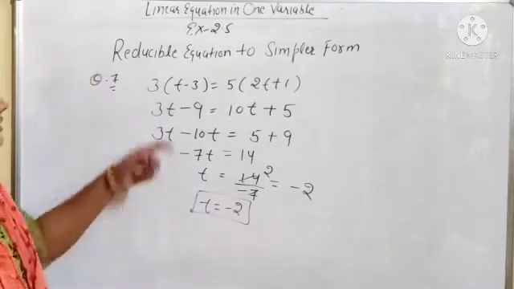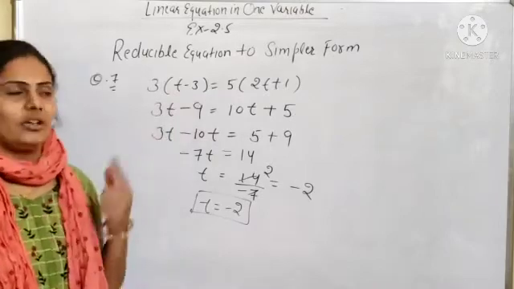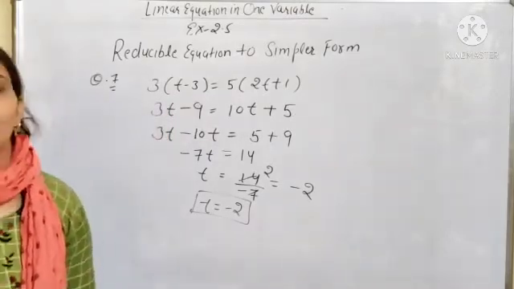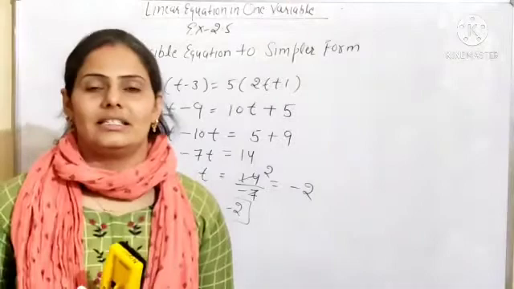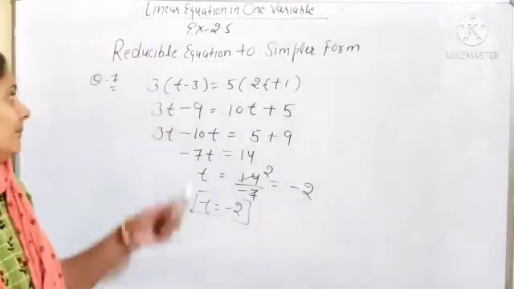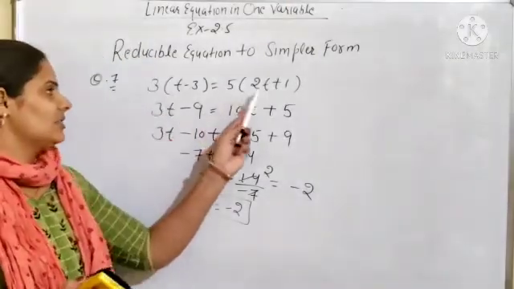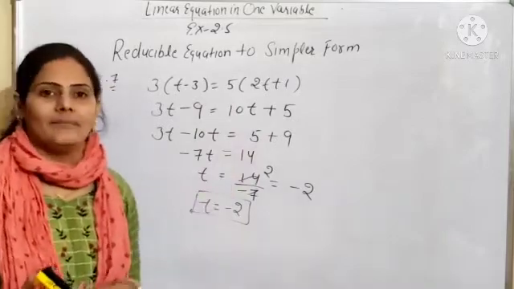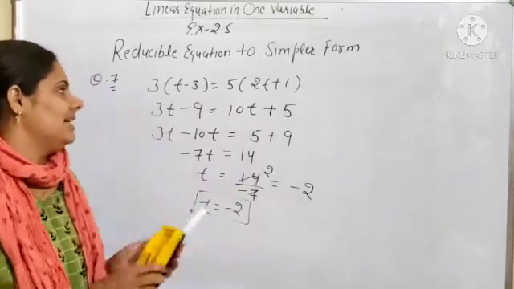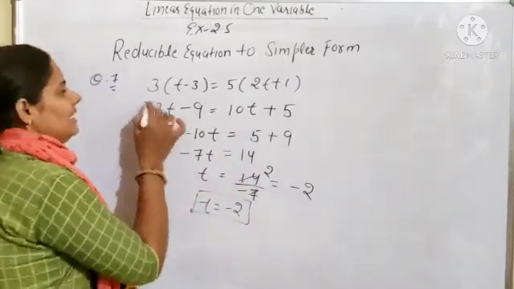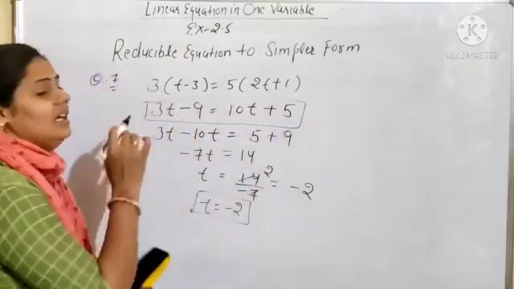So simply first what will you do? You will open the bracket, because it is not given in numerator upon denominator form, simply the bracket is given, so first you will open the bracket, so it will be 3t minus 9 is equal to 5 into 2t plus 1, 10t plus 5. Now second step, you have already solved this type of equation when the variable is given on both the sides, left hand side and right hand side.